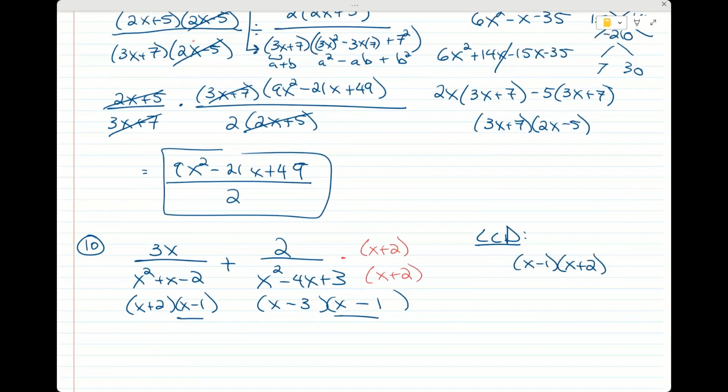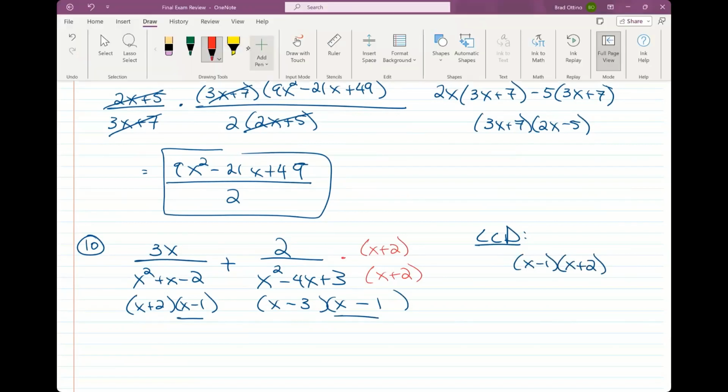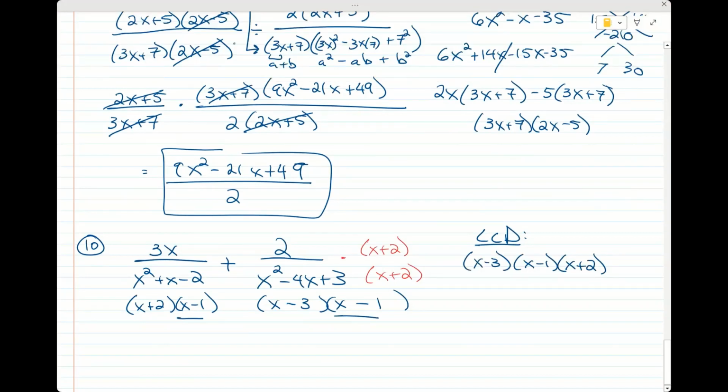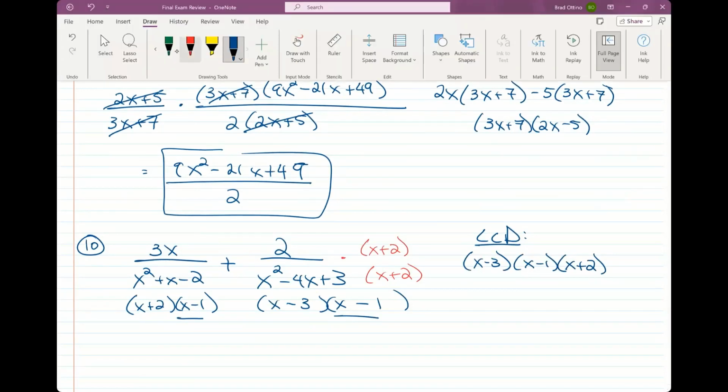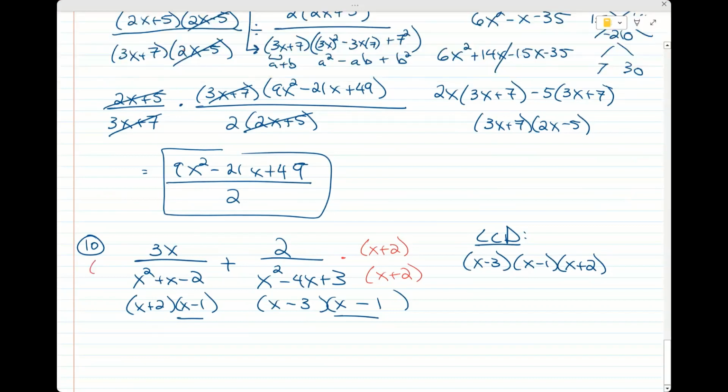And then this fraction has an x minus 3, the one on the right. So both fractions are going to need an x minus 3. I'm going to go ahead and multiply the fraction by whatever's missing. So the one on the left has an x plus 2 and an x minus 1, but it's missing the x minus 3.